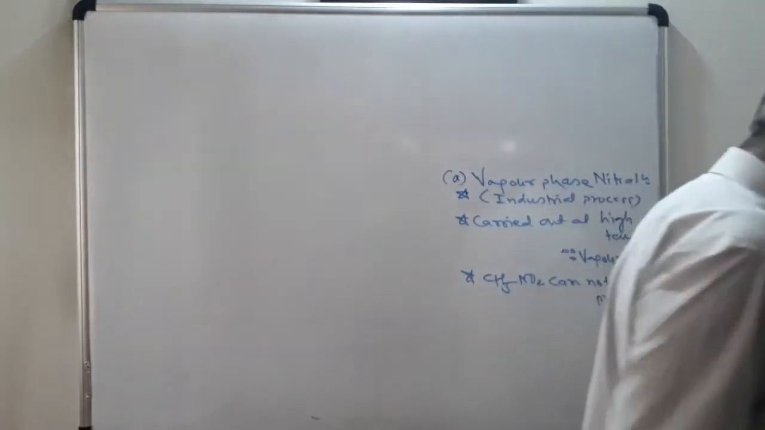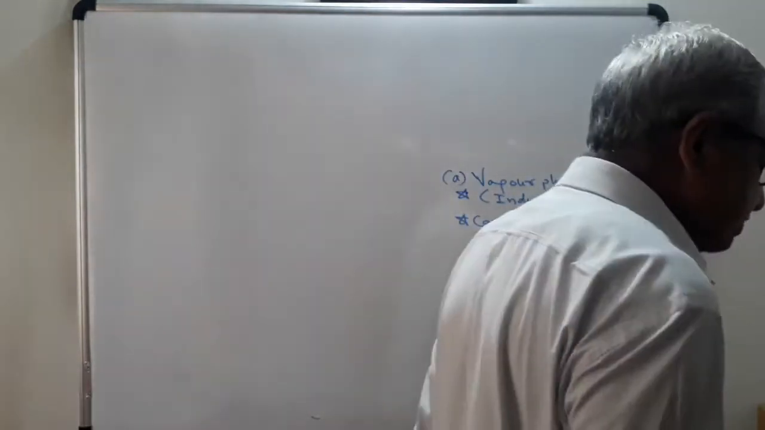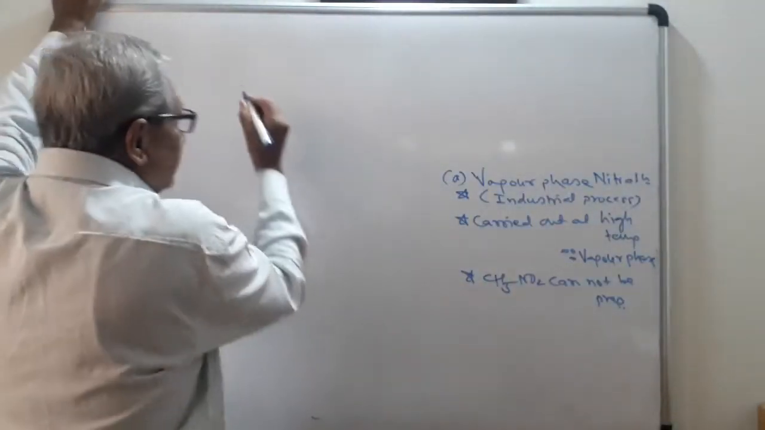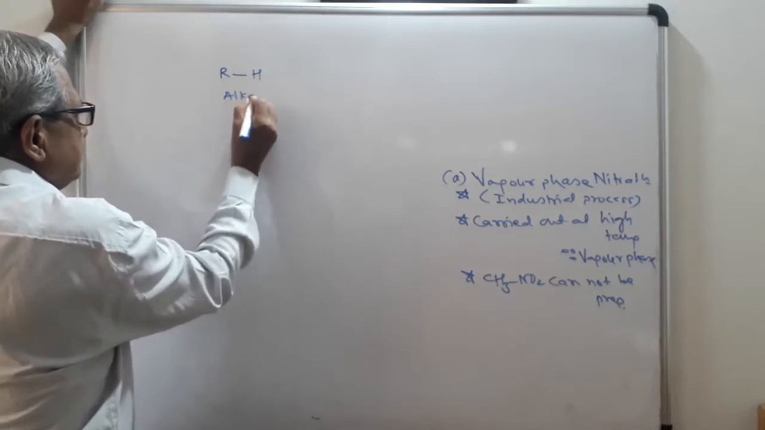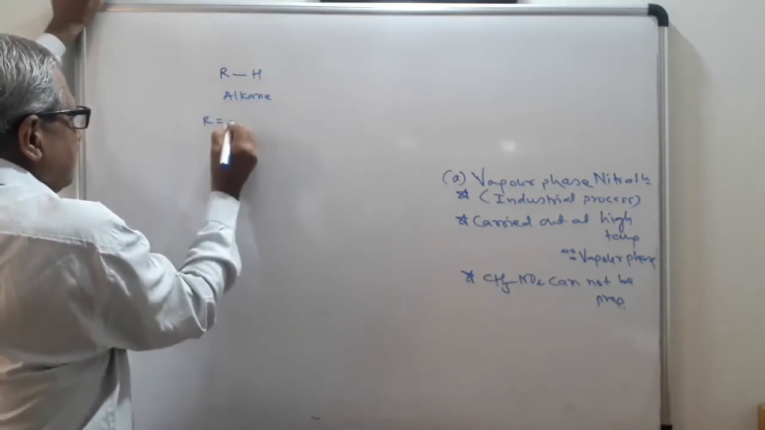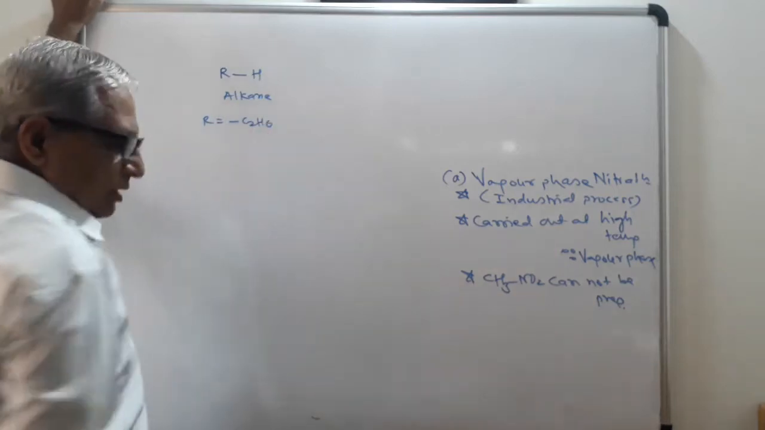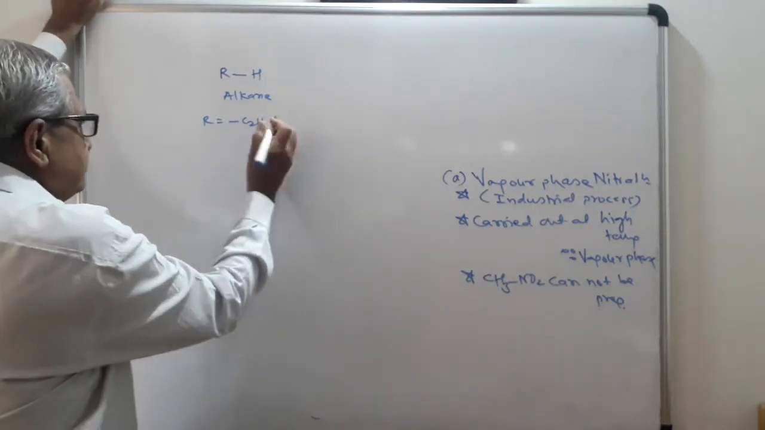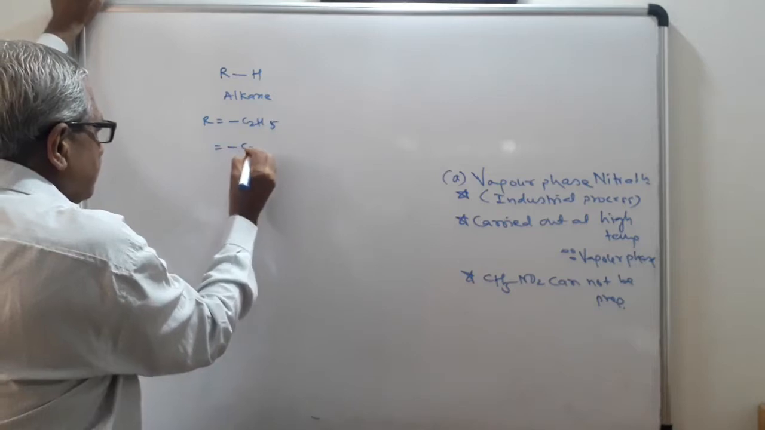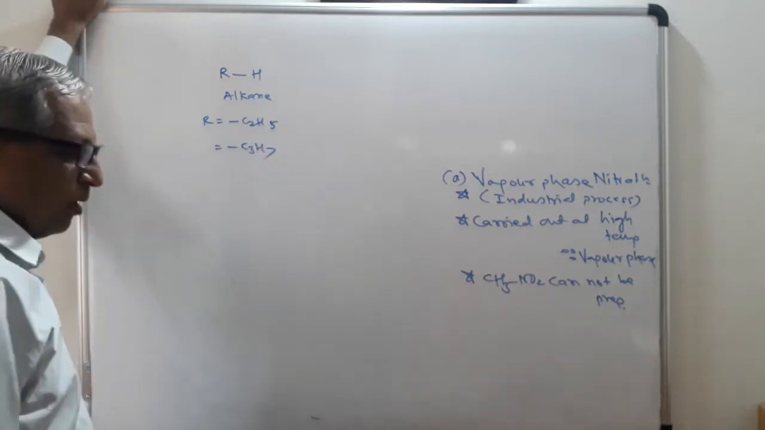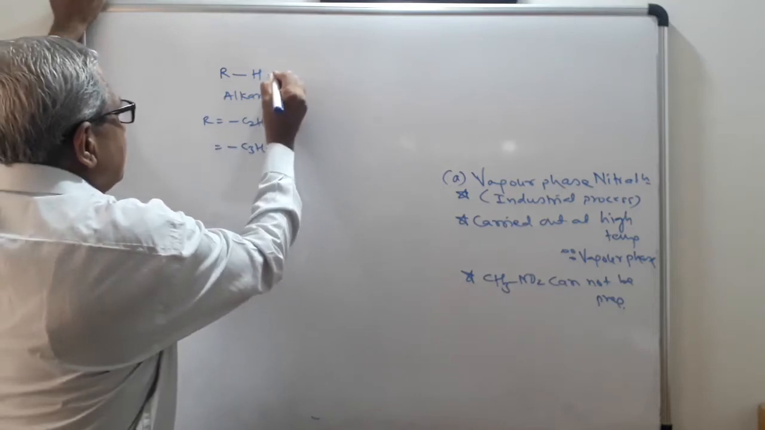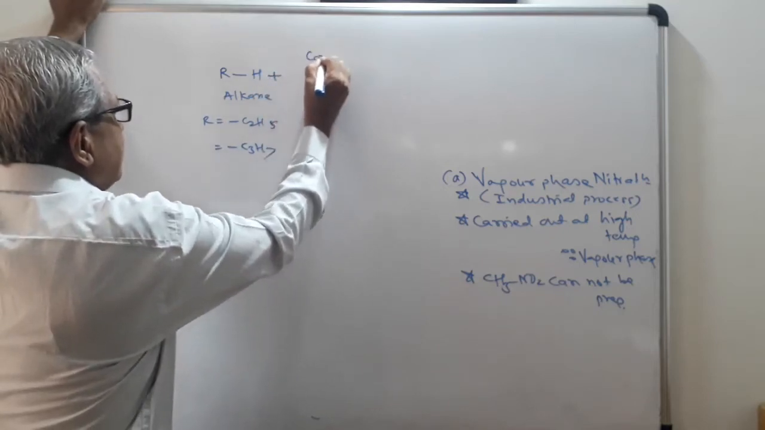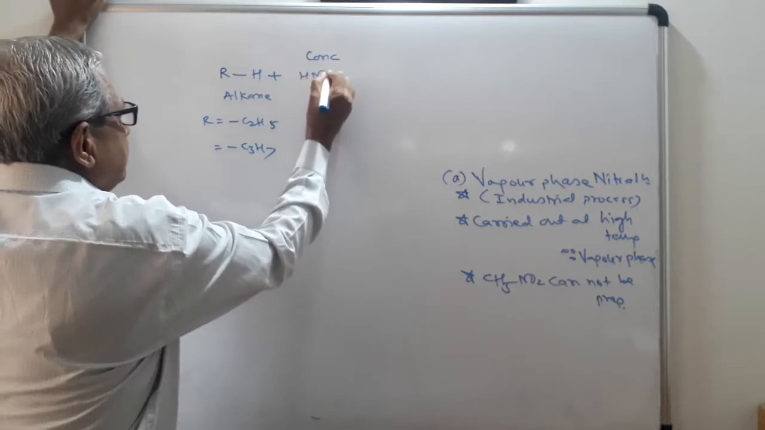Nitromethane cannot be prepared by this method. Now see the example. Alkanes can be represented by RH. This is alkanes. Suppose R is equal to C2H5, it is ethane. Suppose R is equal to C3H7, it is a propyl, it will become propane. So you will do the reaction with concentrated HNO3.